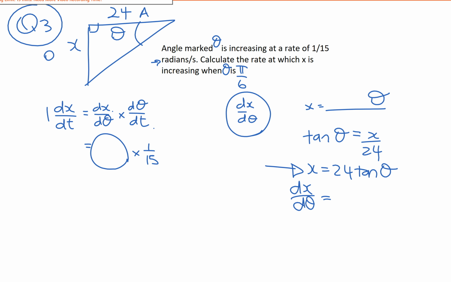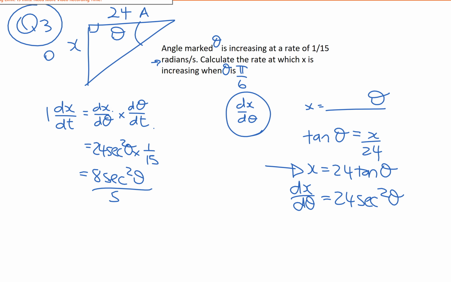Differentiate tan theta. What do I get when I differentiate tan theta? Sec squared theta. So that's 24 sec squared theta. So over here now, this part is actually 24 sec squared theta times 1/15. Now that can simplify because 3 goes into 15 and 24, does it not? Yes, it does. So that's going to be 8 sec squared theta over 5.